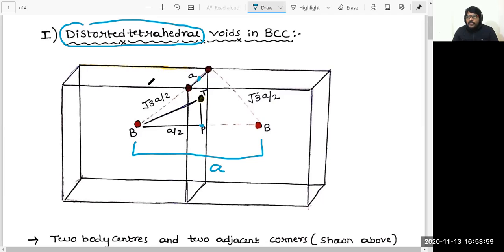It is a distorted tetrahedral void. Why is it a distorted tetrahedral void? Because the tetrahedron formed by these 4 particles does not have the same edge lengths. It has 2 different types of edge lengths. Now we have to find the radius of this tetrahedral void.